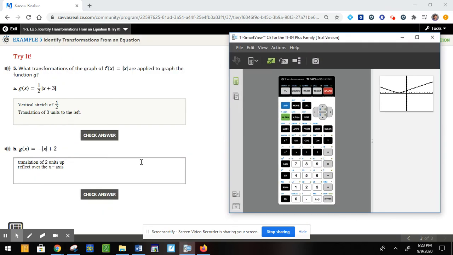Again, if you want to graph it to see, so negative absolute value of x, and then plus 2. Let's take a look at what that looks like graphed.